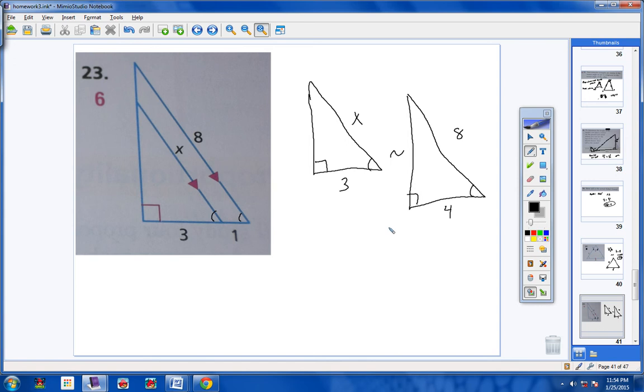So with that in mind, here we go. 3 over 4 equals x over 8. 4 times x is 4x. 3 times 8 is 24. Divide by 4. X equals 6.